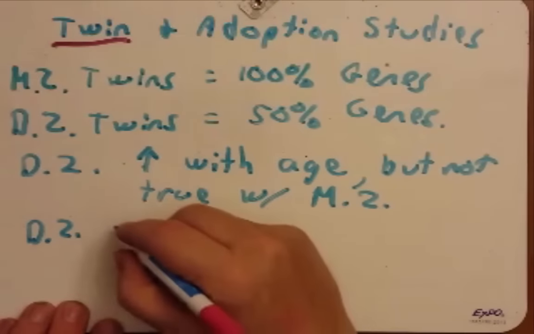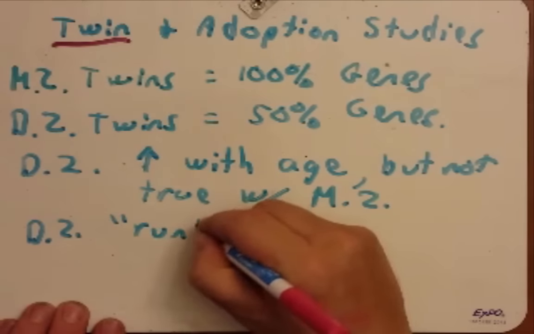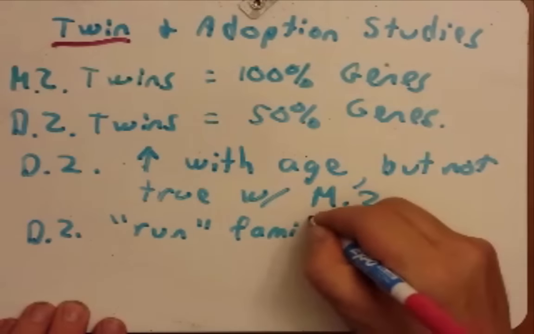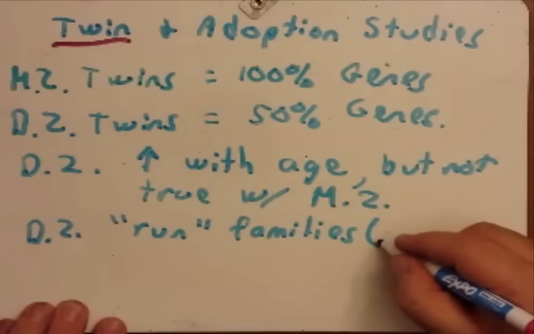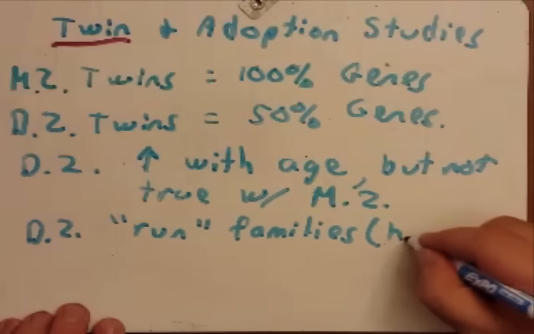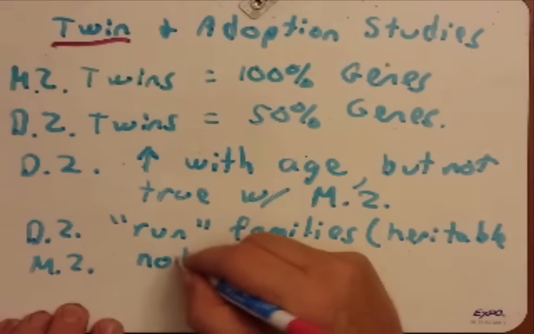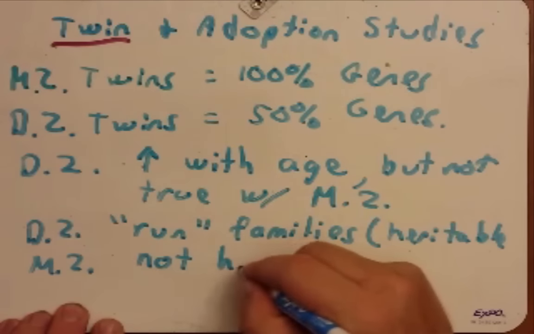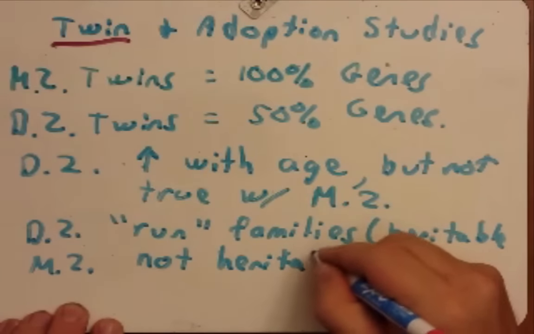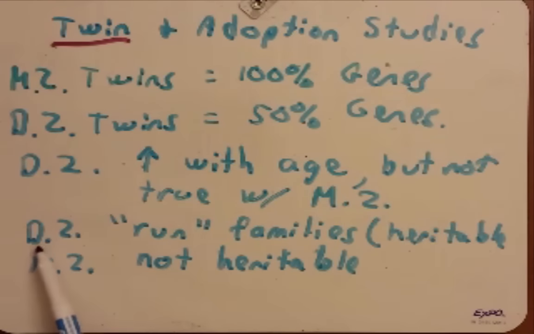Dizygotic twins, we often say, they run in families. What we really mean to say is that the trait of having dizygotic twins is heritable. Monozygotic twins are not thought to be inheritable. We may find out later we're wrong on that, but the reason for this is that there are traits that a woman could have where she produces more than one egg a month, and that trait is going to lead to a dizygotic twin. We don't know of a trait that a woman could have that would stimulate a monozygotic twin to form.